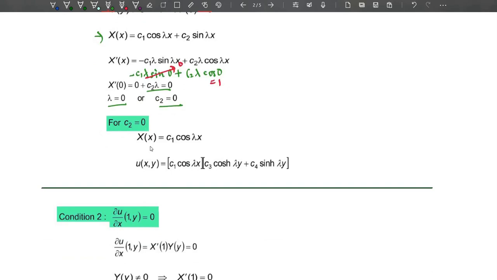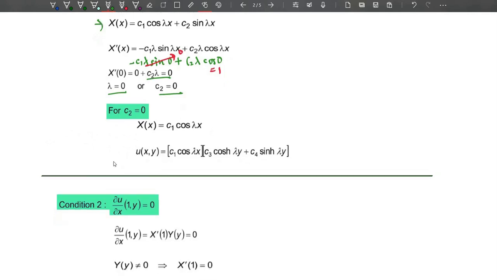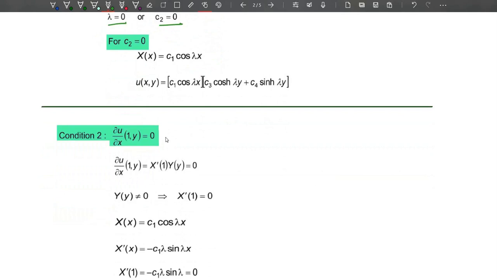For c2 equal to 0, we have X of x equal to c1 cos lambda x. Then u(x, y) is the combination of the new X of x multiplied with Y of y. Remember, every time you settle a condition, rewrite your u, the equation for the temperature. The next condition, condition number 2, we have del u over del x at (1, y) equal to 0, which means u_x(1, y) equal to 0.